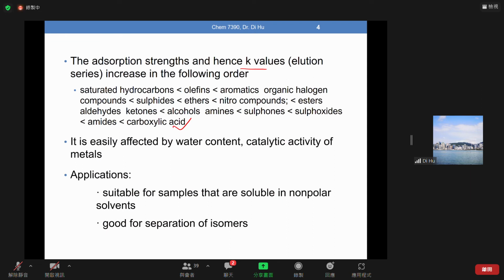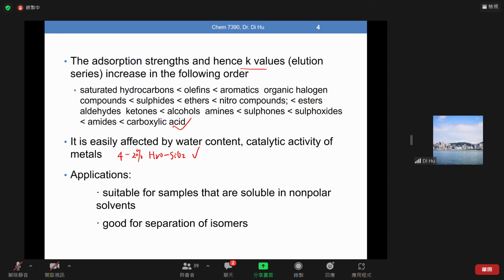And the separation of adsorption chromatography is easily affected by water content, okay? And the reason for that, sometimes people see that 4 to 20 percent of water on the silica actually gives a better result, okay? It's better than the highly active silica.